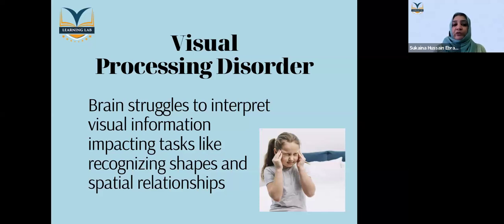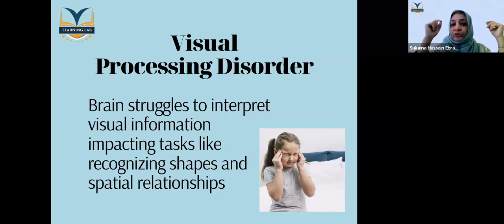Now comes visual processing disorder. Here again, I won't say, God forbid, that the child is blind. No, it's not like that. The child can see, but cannot make sense of what they have seen. The picture is there on the board, and he can see it, but he won't be able to differentiate between a triangle, square, rectangle, or oval. That is visual processing difficulty, right?